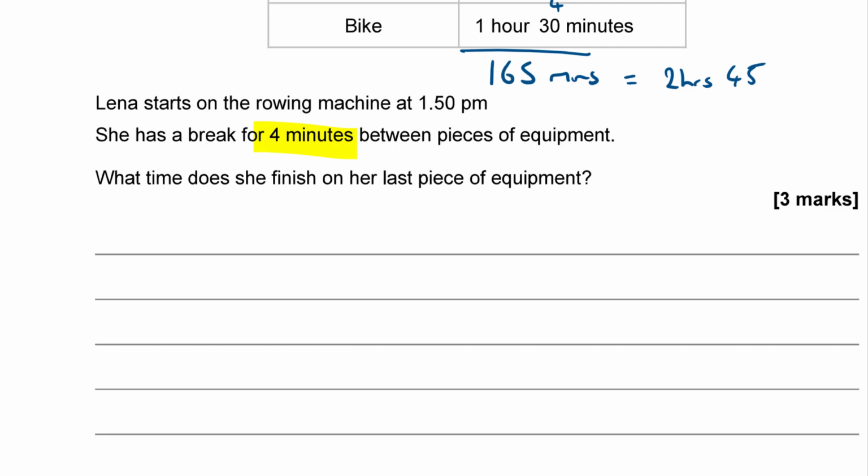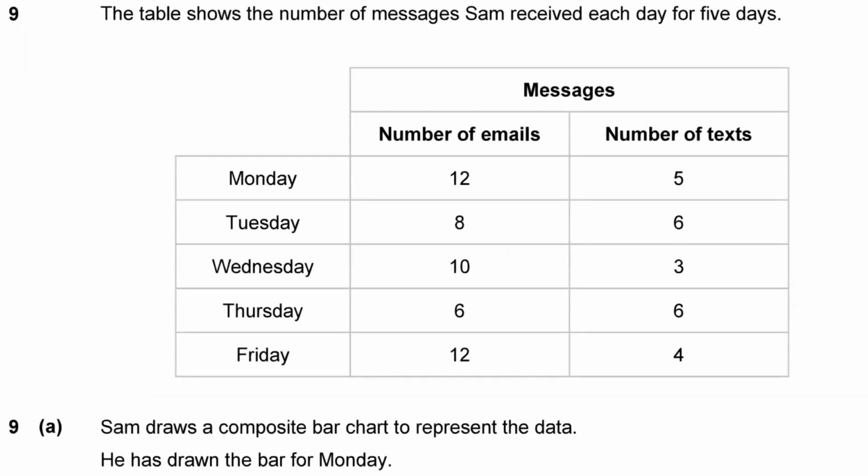So starting at 1:50, adding on 2 hours will take you to 3:50. Adding on 10 minutes of the 45 minutes will take you up to 4 o'clock, and adding on the rest, which is another 35 minutes, takes you to 4:35 p.m. then, doesn't it? Okay, 4:35. Question 9. The table shows the number of messages Sam receives each day for 5 days.